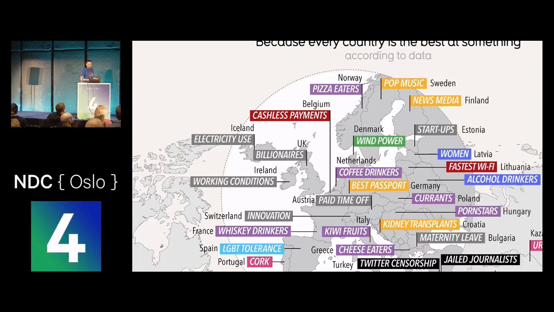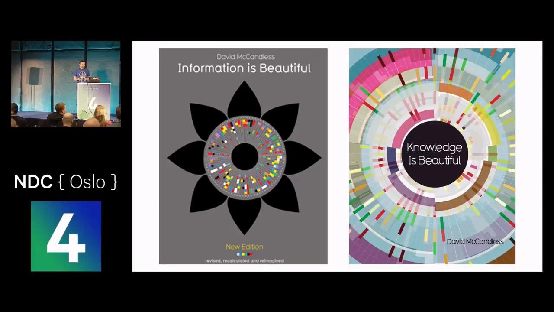And my country, Lithuania, in the latest version is best for fastest Wi-Fi, which is much, much better than what we had in the previous version. Anyone want to guess? No. It would be much better than what we had. So in the previous version, we were best at suicides. So I will take fastest Wi-Fi over suicides any day.